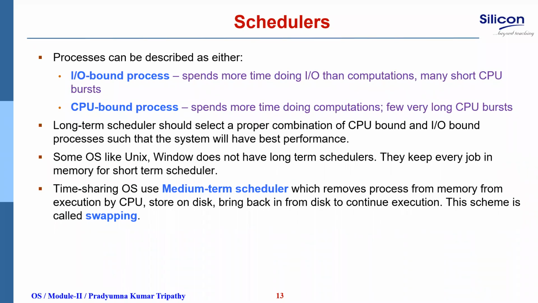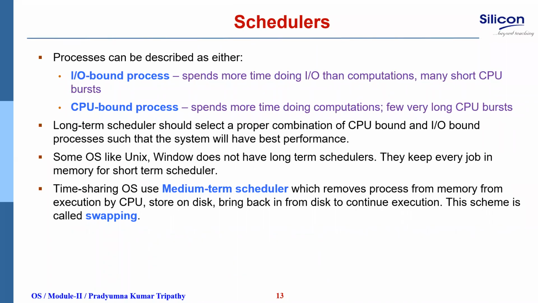The thing is that some processes may take a long time for computation, and some processes take a long time for IO operations and less time for CPU operations. So the long-term scheduler should select a proper combination of CPU bound and IO bound processes such that the system will have the best performance. Is it understood? Which processes will the long-term scheduler select?